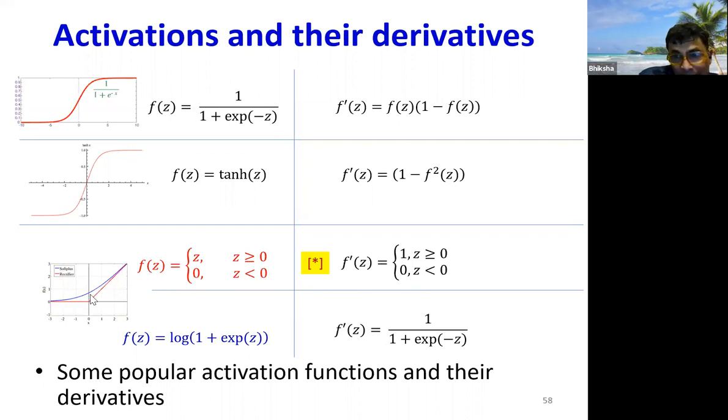And at z equals 0, there is no derivative, but technically you can assume any value between 0 and 1. This will be what is called a subderivative. We're going to discuss subderivatives in more detail later in the lecture slides, maybe in the next class.